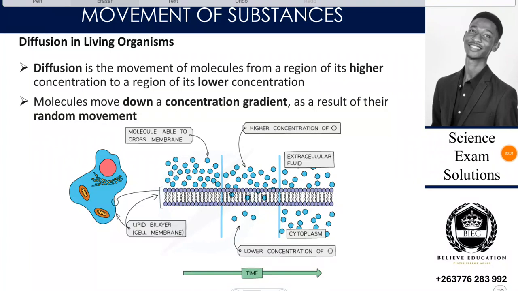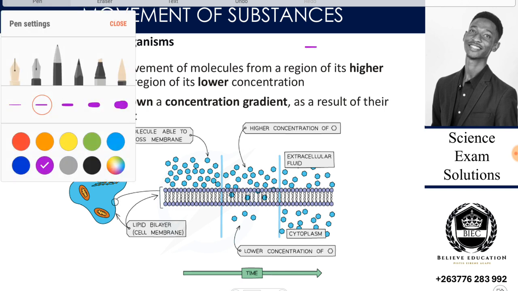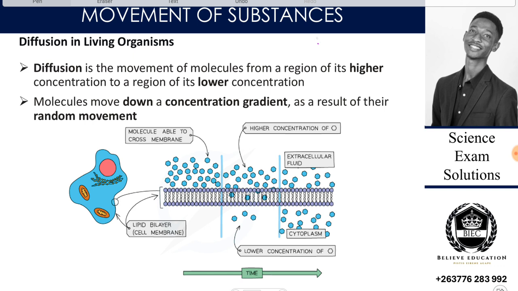So welcome guys. In this lesson we want to talk about the movement of substances. From the previous lesson we talked about the cellular structure and organization. When we looked at the cellular structure, we talked about something called a cell wall. We looked at a cell membrane.